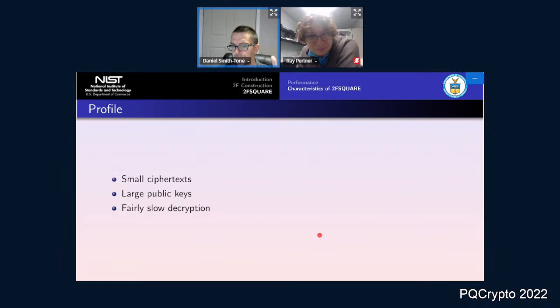This scheme has very interesting properties, I think, for encryption. Pretty small ciphertext. It does a pretty good job with that. It still has large public keys, of course. It's a multivariate scheme. It's fairly slow decryption, but the small ciphertext, I think, is a really interesting plus for this. And hopefully somebody can figure out how to use it better than I did.